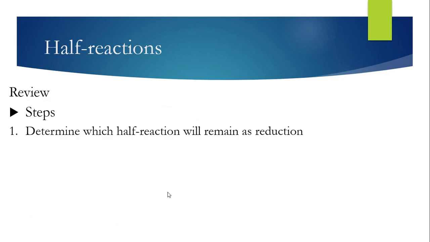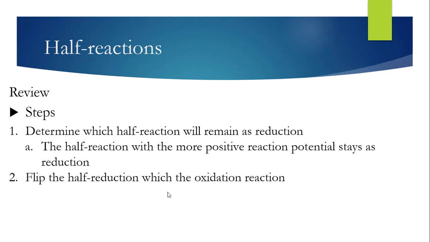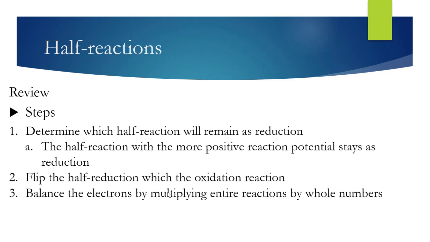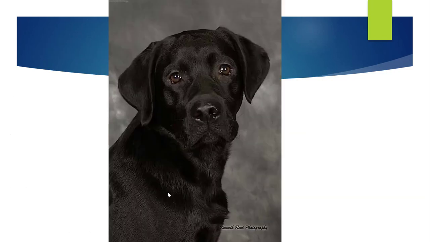So you're going to follow the steps. To determine which half reaction remains as reduction, it's the one with the more positive reduction potential. You're going to flip the other equation. You're going to make sure that you balance the electrons, multiplying the entire half reaction by whole numbers as needed. You add the 2 half reactions together. The electrons better cancel out. And then make sure that the atoms and the charges are balanced. And that completes our introduction to redox reactions.